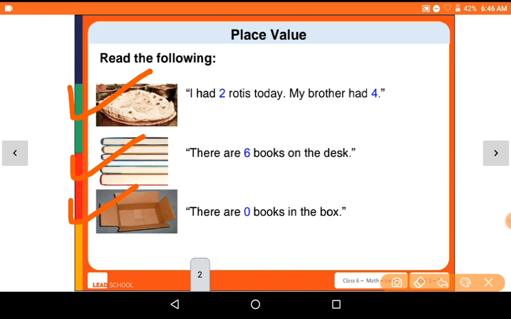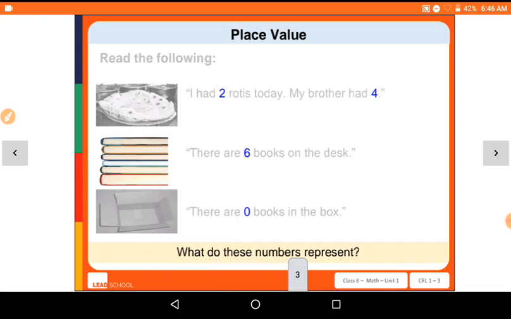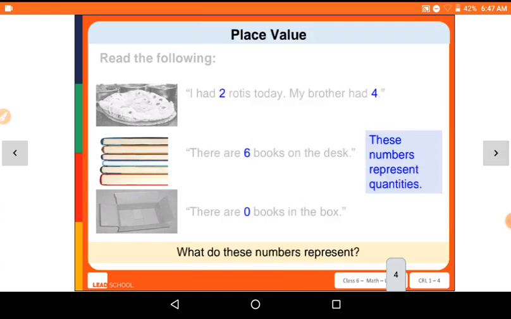आप तीनों तीन चीज का पिक्चर देख सकते हो और उसमें से you have to make a particular sentence of it. Now, what to do here? So, what do these numbers represent here? 2 and 4, 6, 0 है. It can be represented as place values like that. This number represents the quantities. तो ये सभी numbers आपको क्या represent कर रहे हैं? Quantities जो आपके pictures में दिख रही है. Pictures में two rotis दिख रही है.